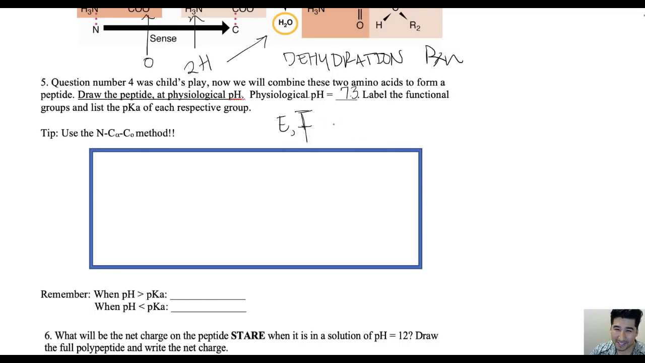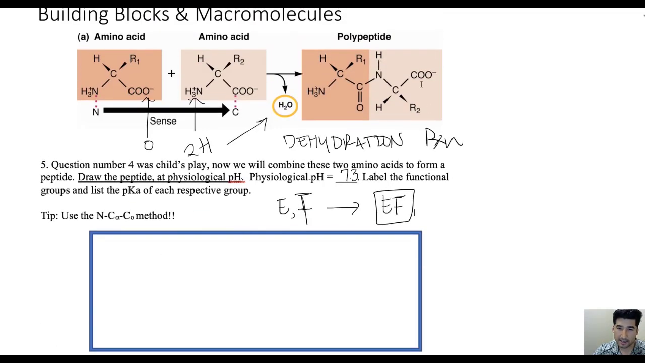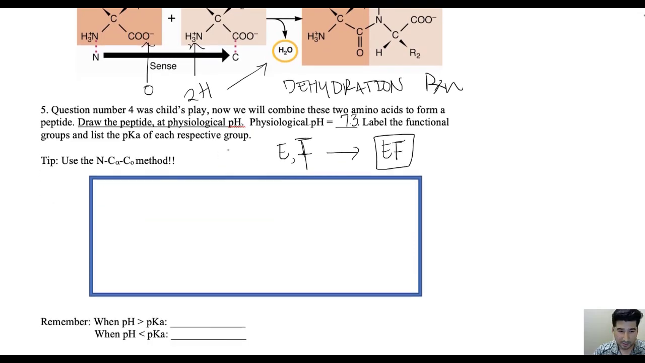We're going to put these 2 together, and they're going to form the peptide EF, okay? So this is the peptide that we're going to draw at physiological pH, and the way that we're going to do that is we're going to use the NCACO method. So for every amino acid, and we have 2, you're going to draw one N, Ca, which is that, and then CO, which is this carbon, CO.